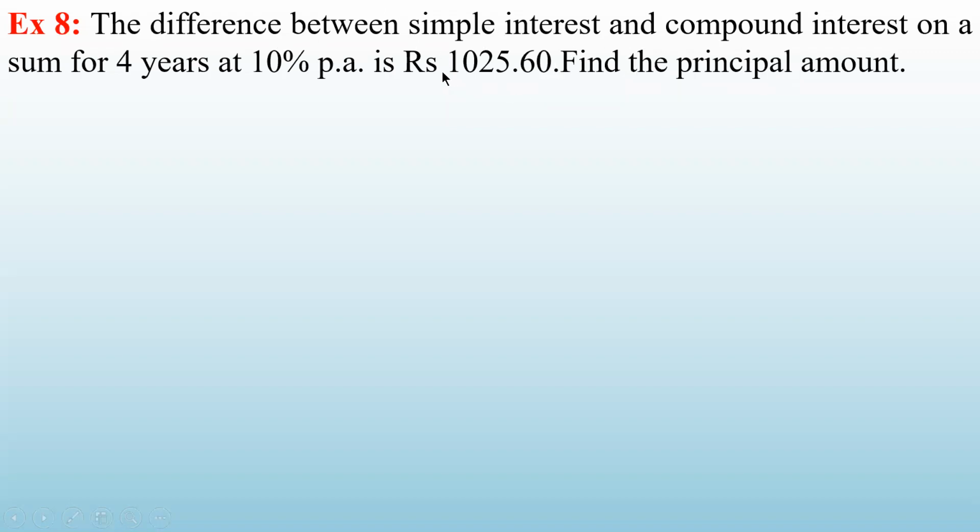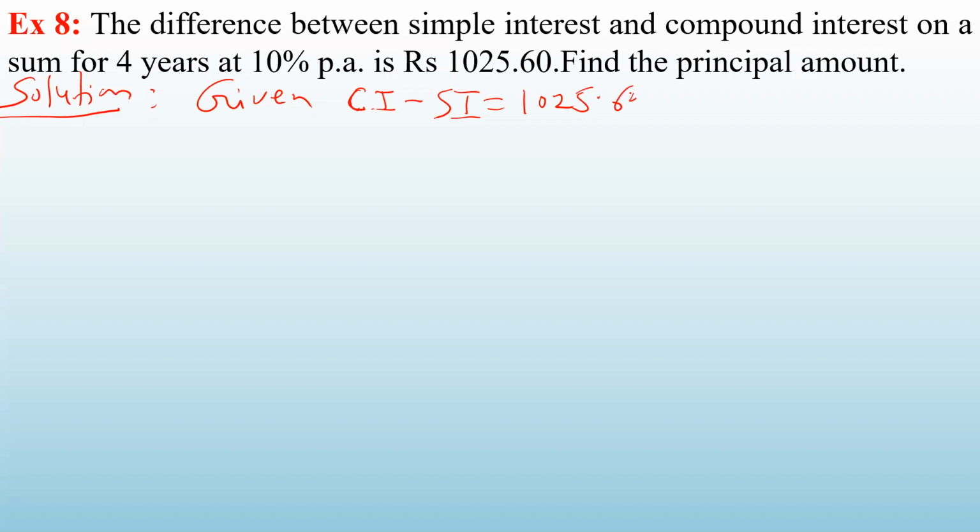So this is what it is, the difference between simple and compound interest. So let us write down what is given to you. You are given the difference between simple and compound. As you know, compound interest is always more than simple interest. So you are given here that compound interest minus simple interest, that difference, is 1025.60.